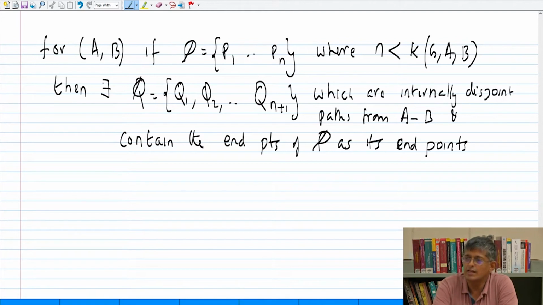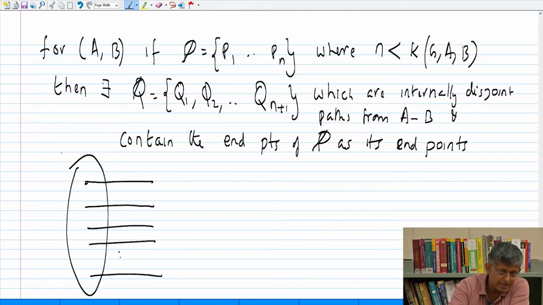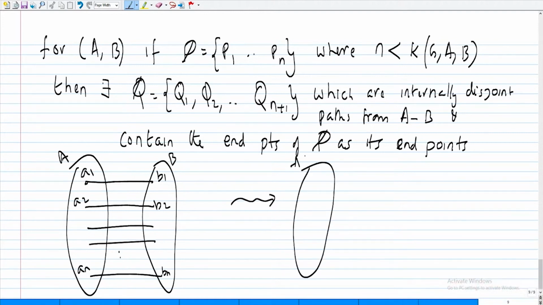I'll explain this, right? You can think of this as a rewiring argument. If somebody comes and tells you that, look, I have n internally disjoint paths, right? This is A and this is B. Somebody comes and tells you this, fine. What I am telling you, I am going to prove to you that you can rewire it in such a way that, so let me give names here, A1, A2 to AN, B1, B2 to BN. You can now rewire in some way. Maybe it is A1 to B5, A5 to B1, right? And you will get one more path.